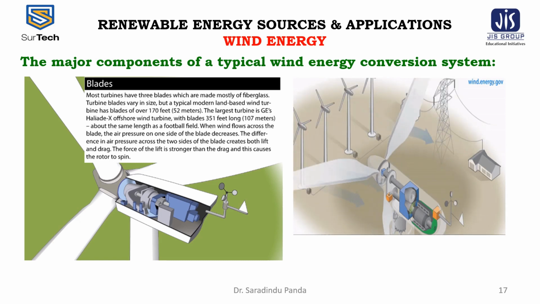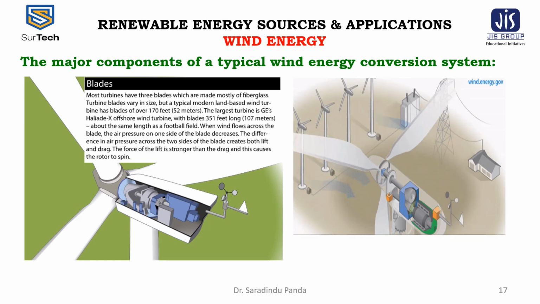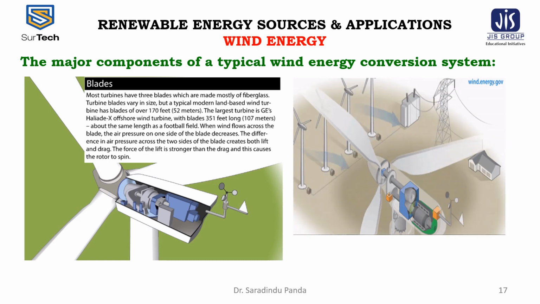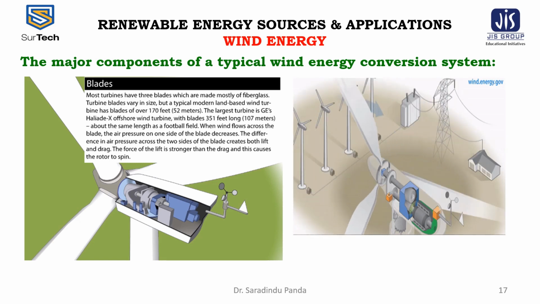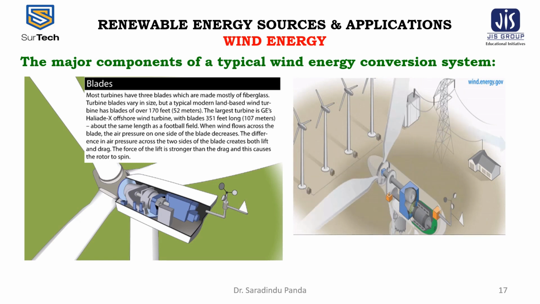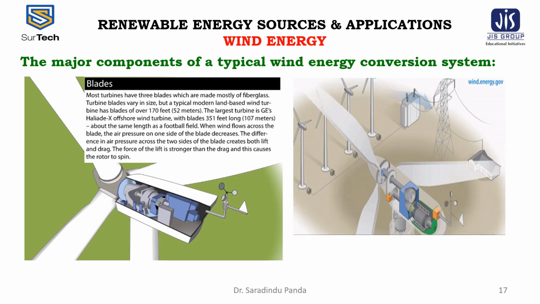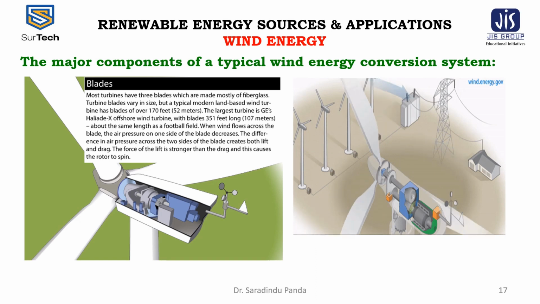When the wind flows across the blade, the air pressure on one side of the blade decreases. The difference in air pressure across the two sides of the blade creates both lift and drag. The force of the lift is stronger than the drag, and this causes the rotor to spin.